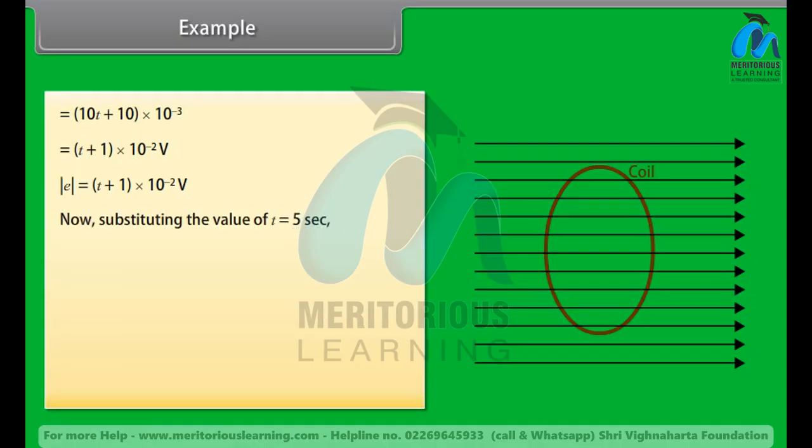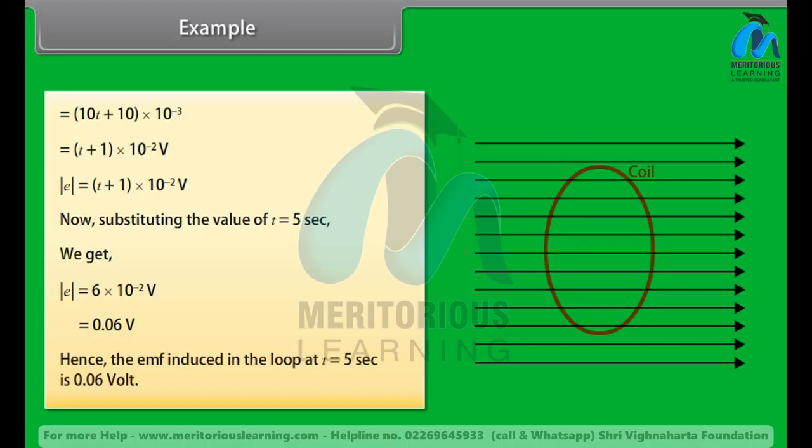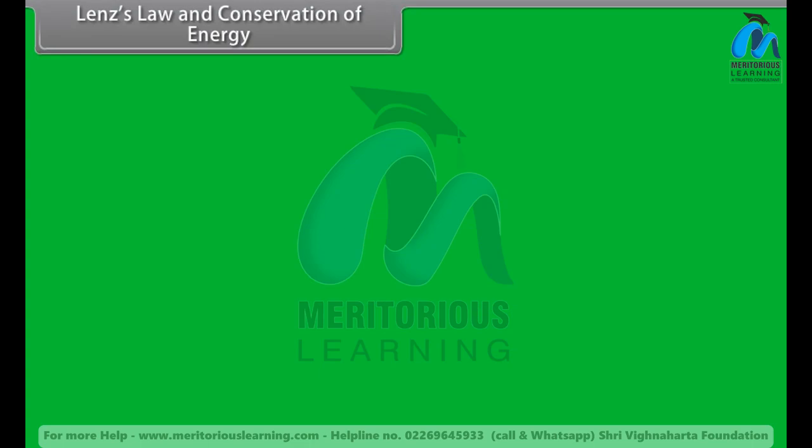Now substituting the value of t as 5 seconds, we get E as 0.06 volt. Hence the EMF induced in the loop at t equal to 5 seconds is 0.06 volt. Lenz's law and conservation of energy.